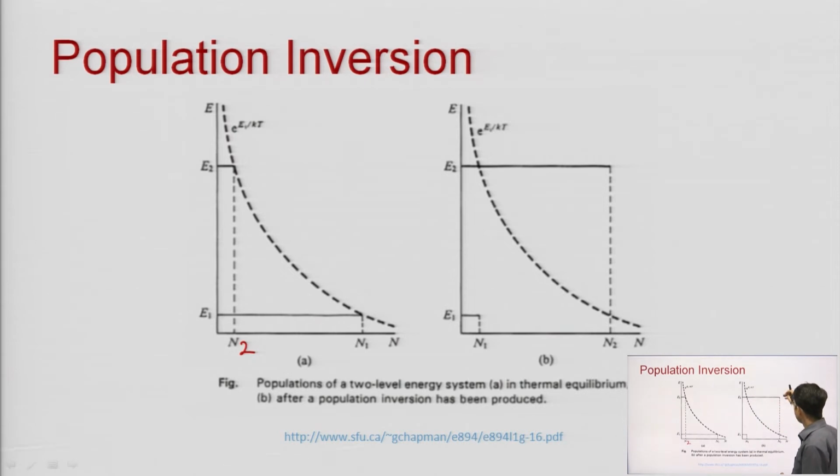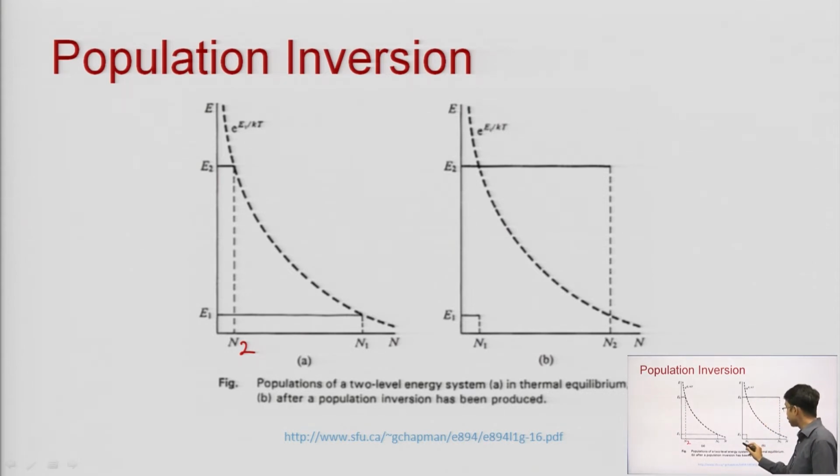So, when the number of electrons in the excited state becomes more than the number of electrons in the ground state, this condition is called population inversion. And to achieve lasing action efficiently, we have to achieve this condition. So, we have to supply more energy.